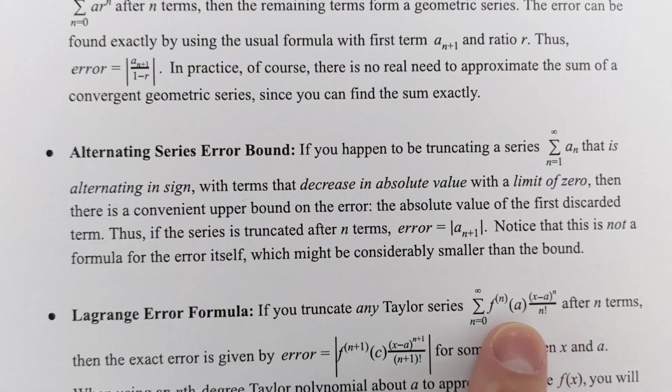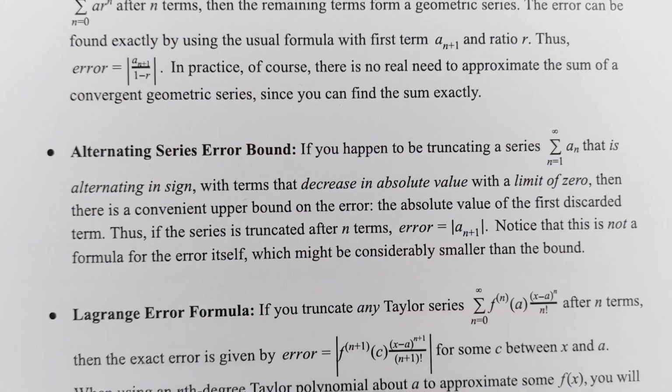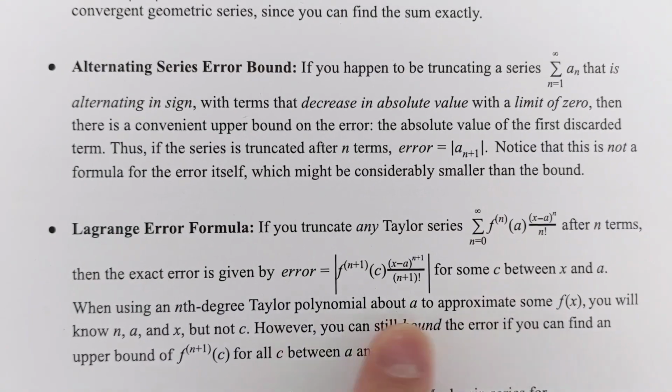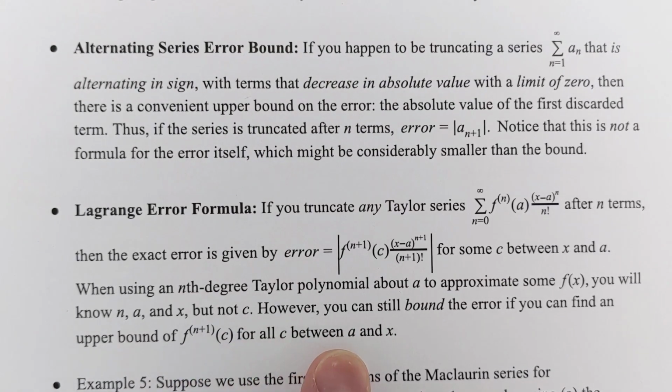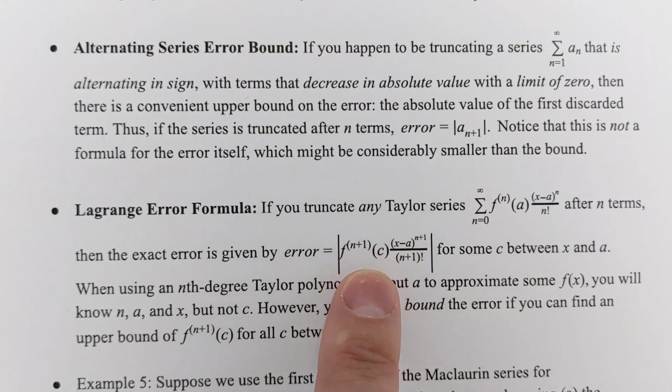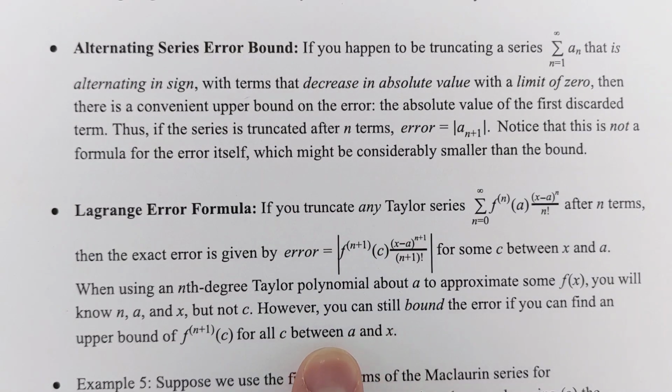Lagrange gives you this. For any Taylor series after n terms, the exact error is given by this for some c between x and a. When using an nth degree Taylor polynomial about a to approximate some f of x, you'll know n, a, and x, but not c. However, you can still bound the error if you can find an upper bound for the derivative for c between. We did this with the sine function, where the biggest the derivative could be was 1. So we know the error has to be less than or equal to some value.